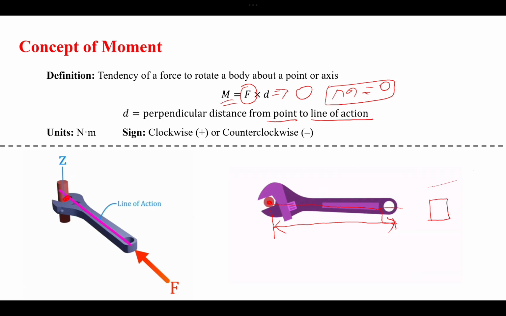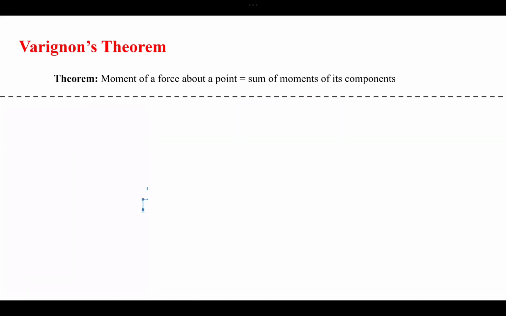Okay, so we have to see which components are actually creating the moment, and which components are actually passing through the center of rotation. And if the line of action of any force is passing through the center of rotation, it will have no moment. Clear? All right. Let's go on and look at Varignon's theorem.